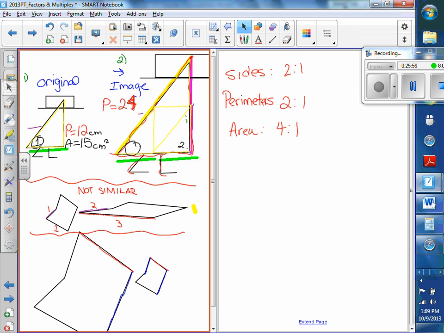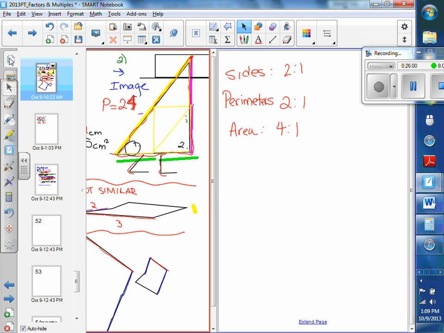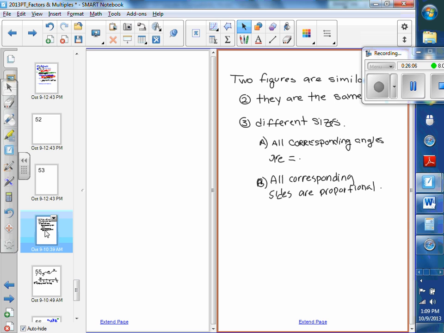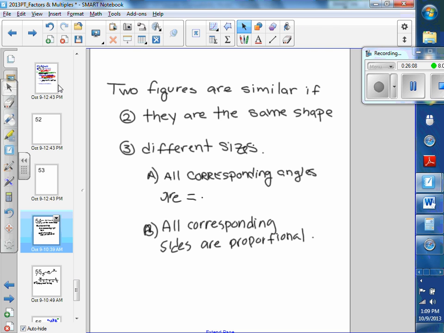Okay, before we get too much farther, I want you to stop for a minute and then I'll take questions, but I want you to write down something that we talked about, what it means for figures to be similar. They have to be the same shape, but they're going to be different sizes, right? I don't know why this is a 2 and a 3, it should be a 1 and a 2.